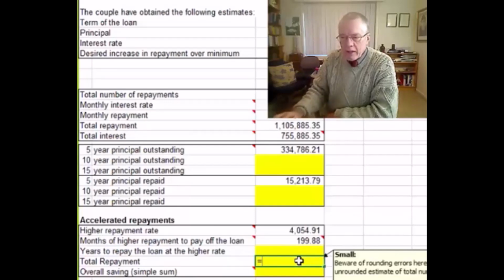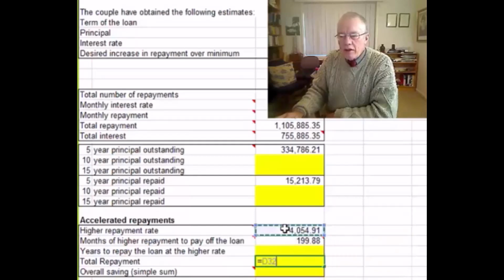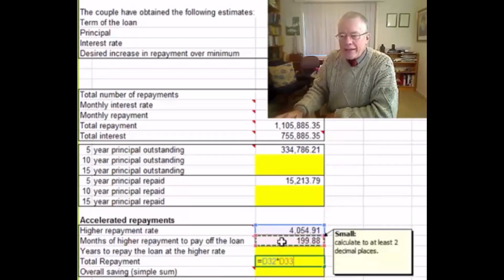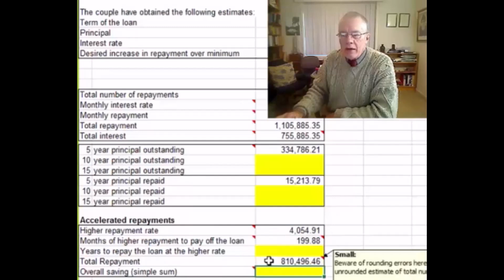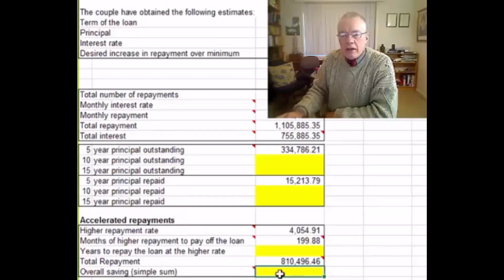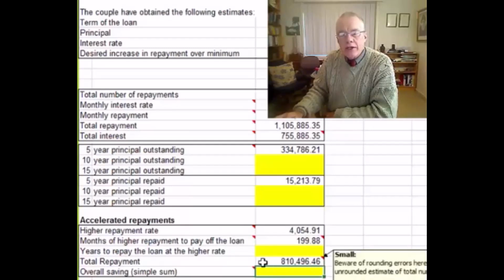To work out the total repayment, I can simply say, well, there's going to be $4,000 paid 199.88 times, so total repayment now is $810,000. Again, I'm going to leave this next calculation to you to work out, and it's the overall saving. And I'll simply give you a hint that in the standard repayment, I make a total repayment of $1.1 million. In the accelerated repayment, I only pay back in total $810,000. You work out the equation.